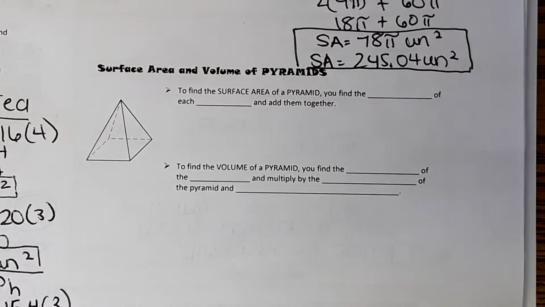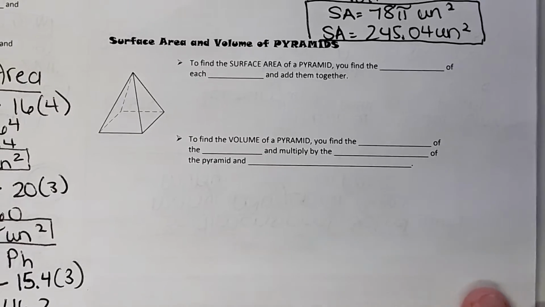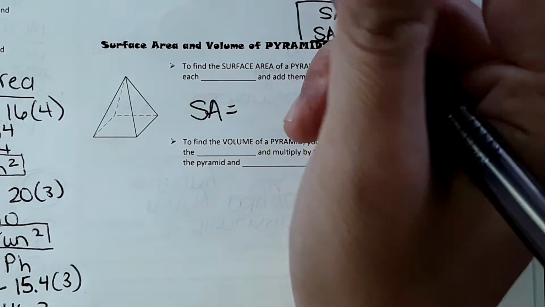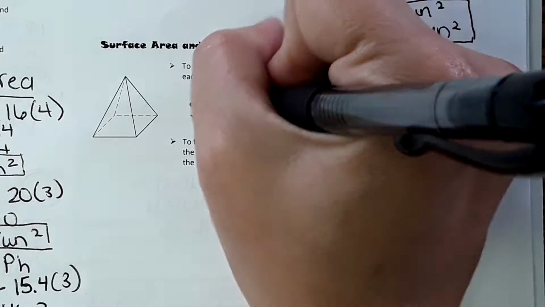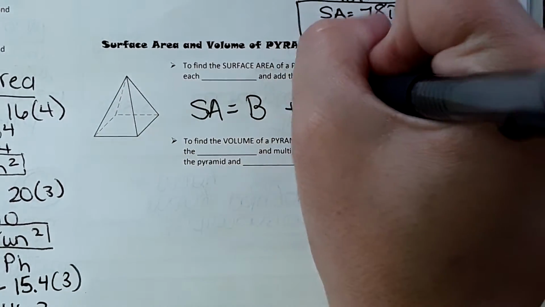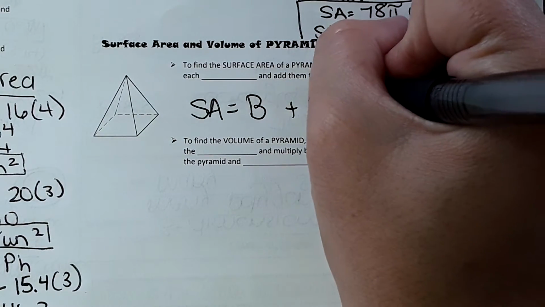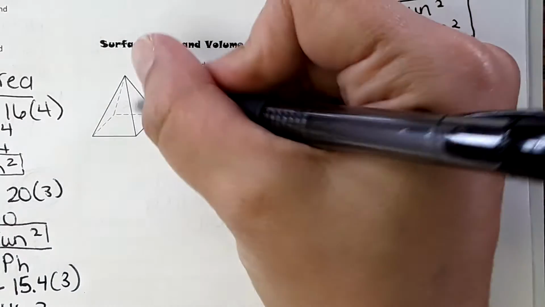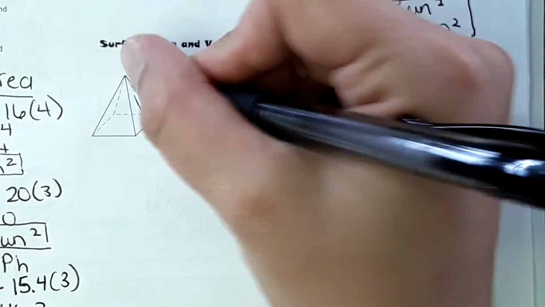Okay, next. Surface area of a pyramid. The equation for this is surface area equals area of the base plus 1/2 perimeter times L, which is the slant height. Well, it's the height of this triangle here.